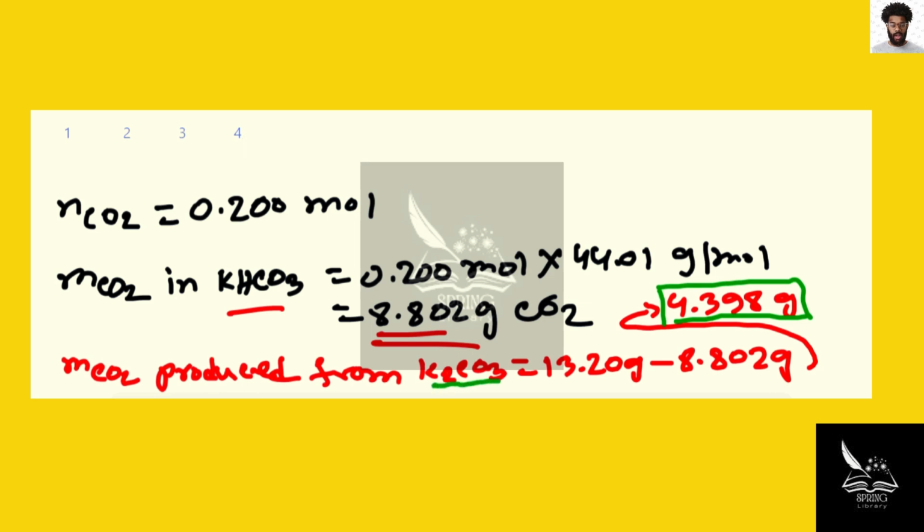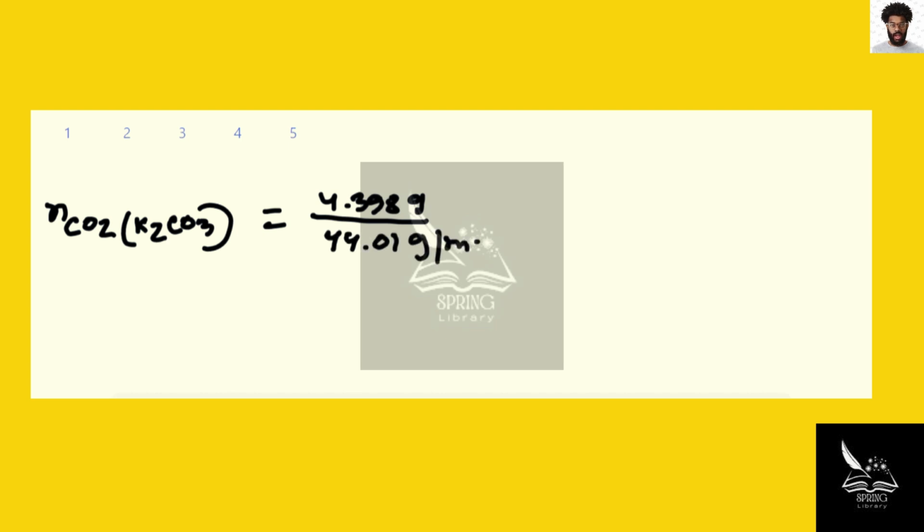Now we'll find the number of moles of this CO2 which is being produced from K2CO3. So n of CO2 from K2CO3 will be the mass of CO2 being produced from K2CO3, which is 4.398 gram over the molar mass of CO2, which is 44.01 gram per mole, and this will give us a value of 0.100 mole. So this is the number of mole of CO2 which is being produced from K2CO3.